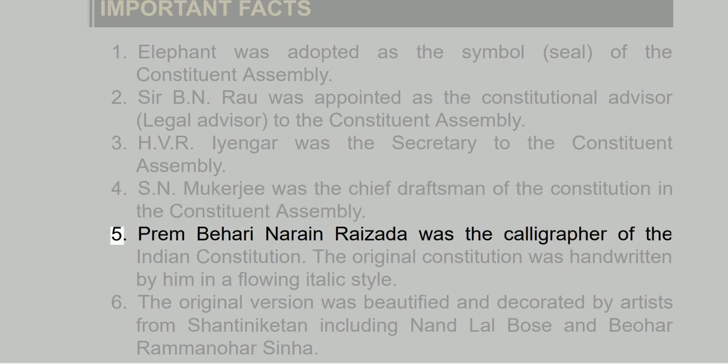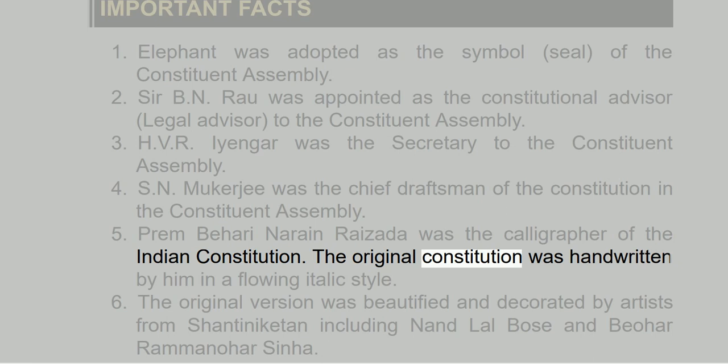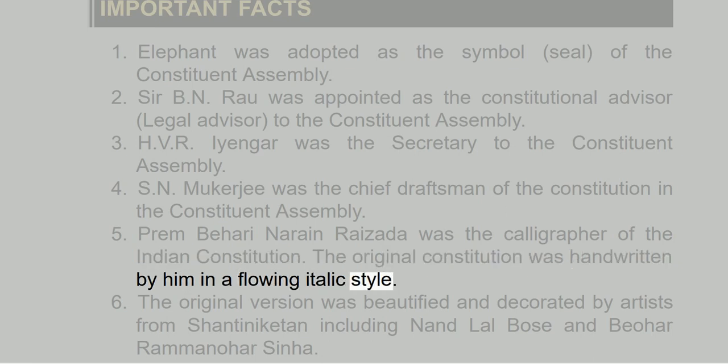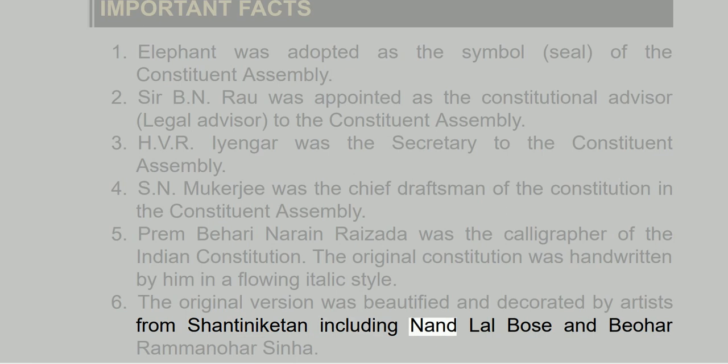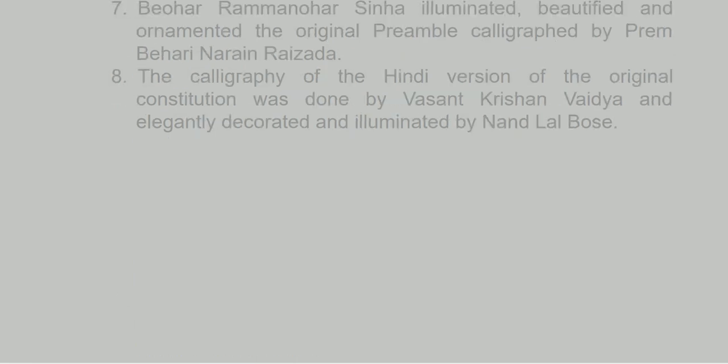5. Prem Behari Narain Raizada was the calligrapher of the Indian Constitution. The original Constitution was handwritten by him in a flowing italic style. 6. The original version was beautified and decorated by artists from Shantiniketan including Nandlal Bose and Beohar Ram Manohar Sinha. 7. Beohar Ram Manohar Sinha illuminated, beautified and ornamented the original preamble calligraphed by Prem Behari Narain Raizada. 8. The calligraphy of the Hindi version of the original Constitution was done by Vasant Krishan Vaidya and elegantly decorated and illuminated by Nandlal Bose.